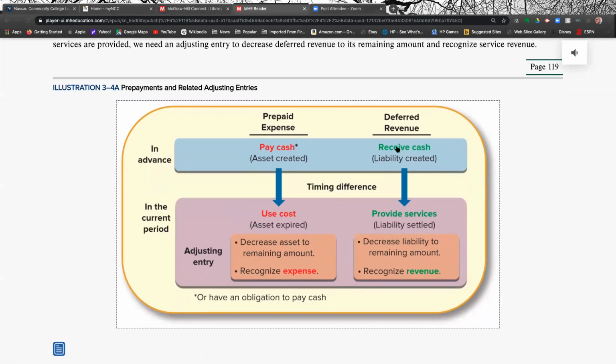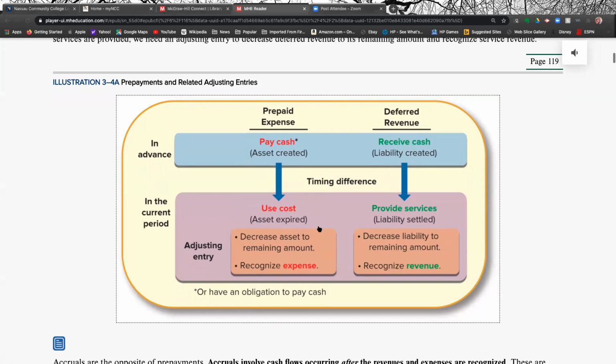With deferred revenue, we receive cash before we provide any services. A liability is created, and then when the services are provided, the liability goes away and we recognize revenue. So prepaid expenses start out as assets and they become expenses as they expire. Deferred revenue starts out as a liability, but it becomes revenue when the services are provided.